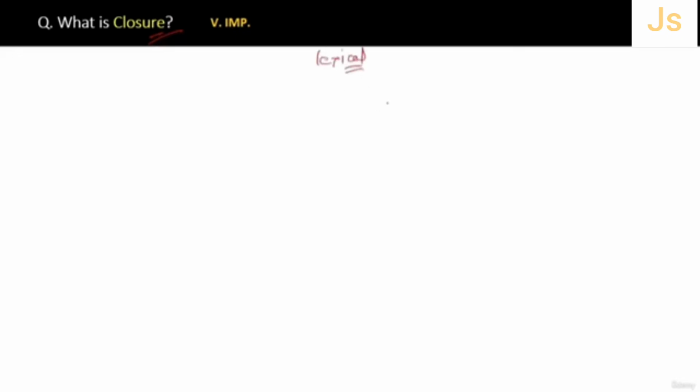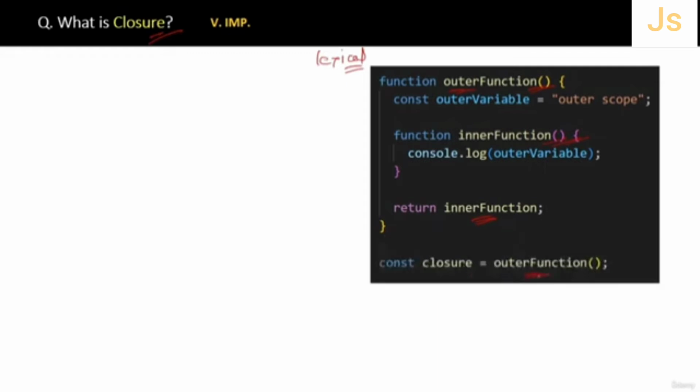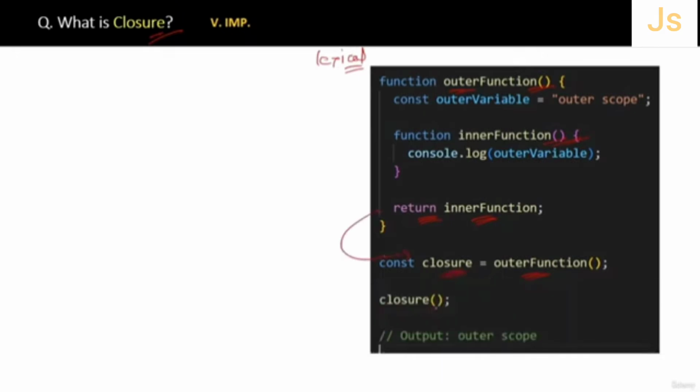Now, suppose we have an outer function and inside that we have one inner or nested function. Here you can see we are returning the inner function from the outer function, right? Now, when we call the outer function, it will basically return the inner function only, and that we are assigning to this closure variable. Then finally, we are calling the closure function like this.